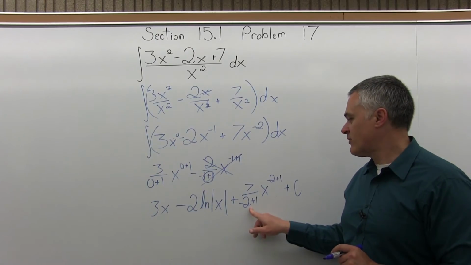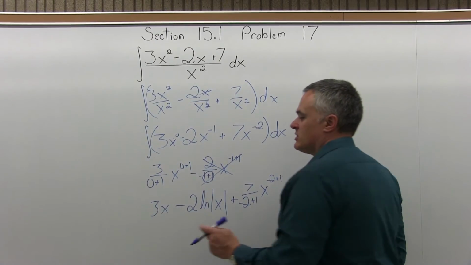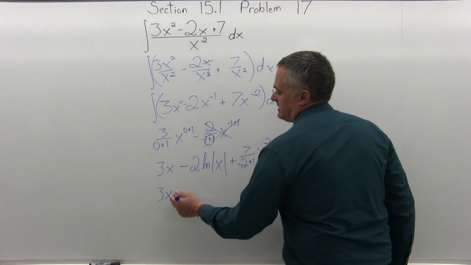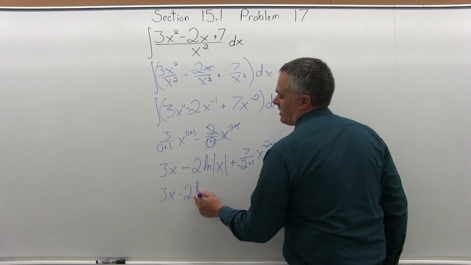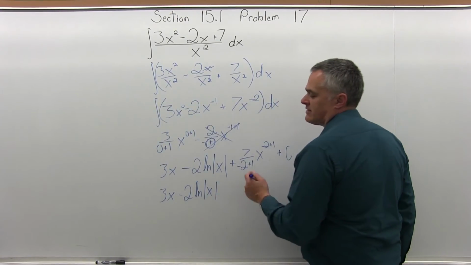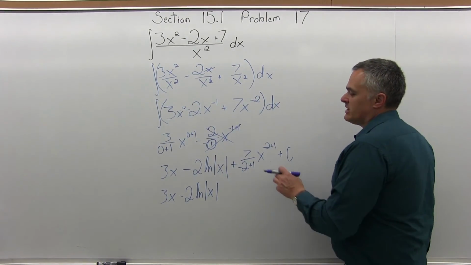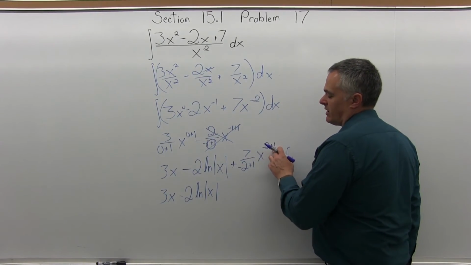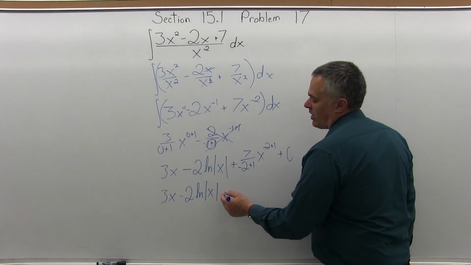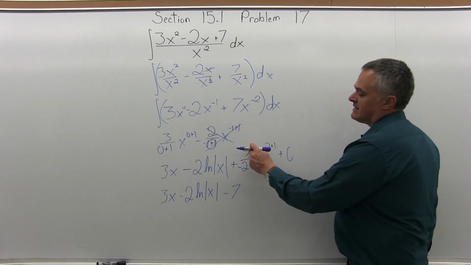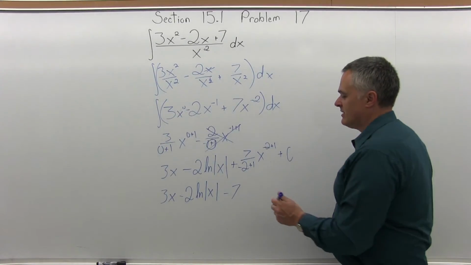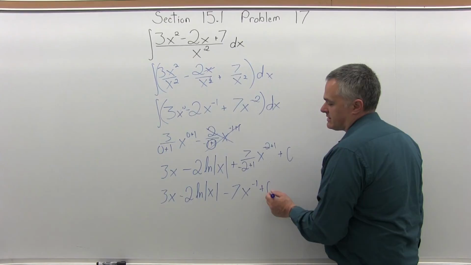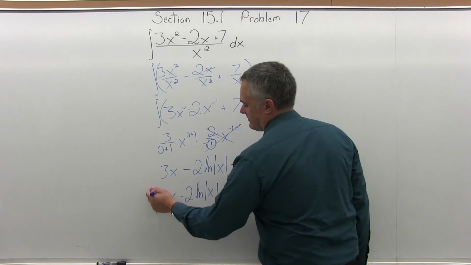And I can clean up the fraction here a little bit. So this answer starts with a 3x, I can leave it. The middle piece is minus 2 times the natural log of the absolute value of x. I'll just leave that. That's not going to simplify. The piece on the end, though, 7 over negative 2 plus 1, x to the negative 2 plus 1. Well, I have 7 over minus 1. Let's just call that minus 7. 7 over minus 1 is minus 7. X to the minus 2 plus 1, again, that'll be minus 1, plus some constant. And now that's the answer.